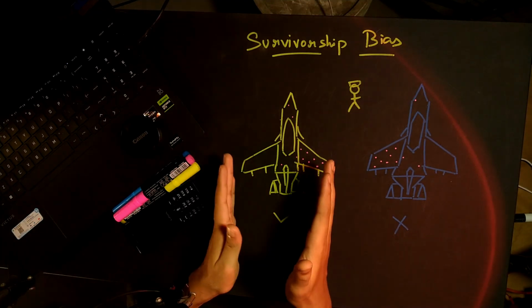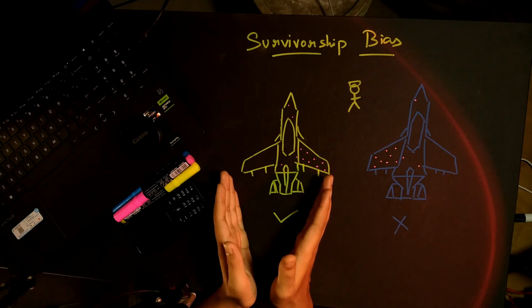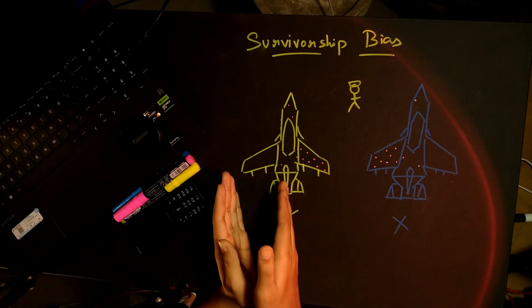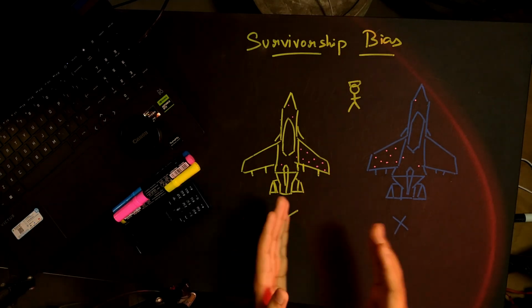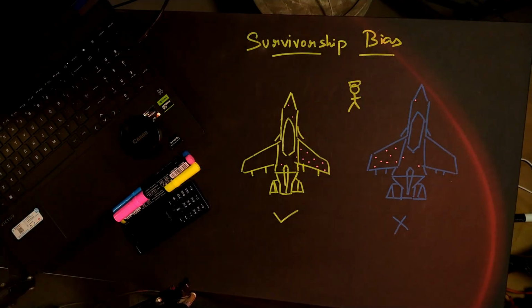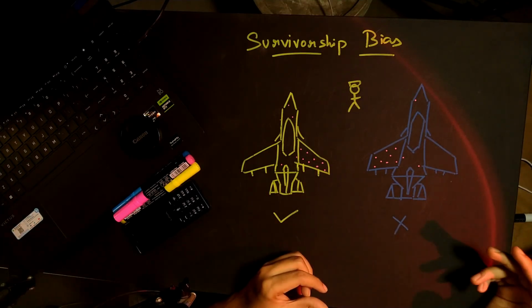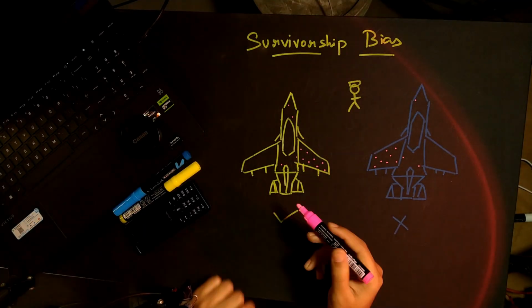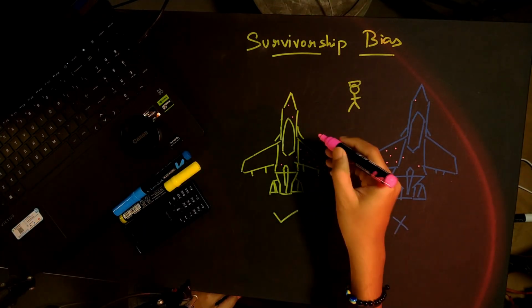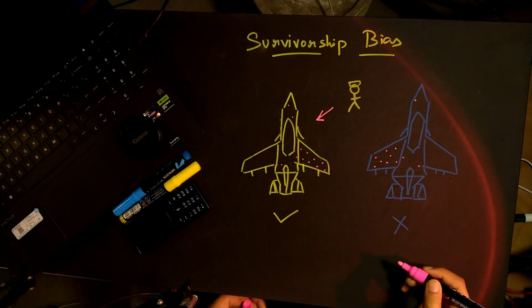We look at the surviving party to gather data, but that is incomplete data. Because the non-surviving party oftentimes gives you much more significant data if you want to reinforce yourself for the future. This is survivorship bias. You are biased towards the surviving party.